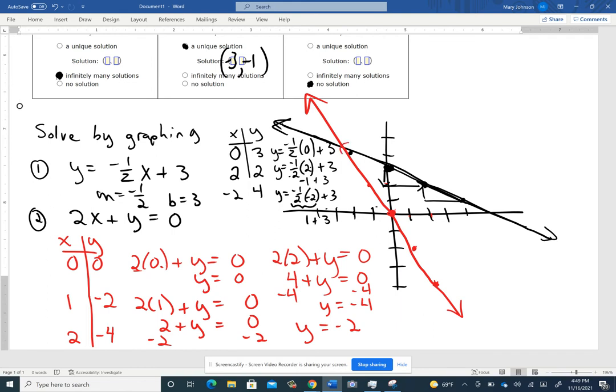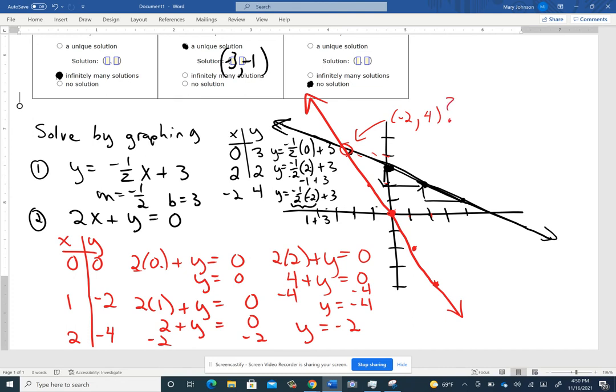Okay. So it looks like it's going to have like a negative 2. I don't know. It kind of looks like it's over at negative 2, maybe up 4 or so is what I'm thinking from my picture.